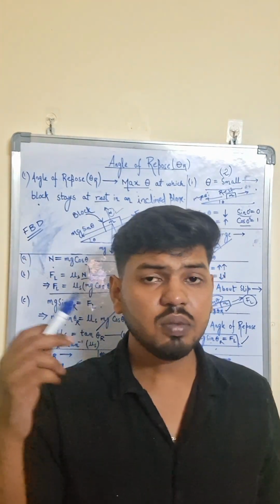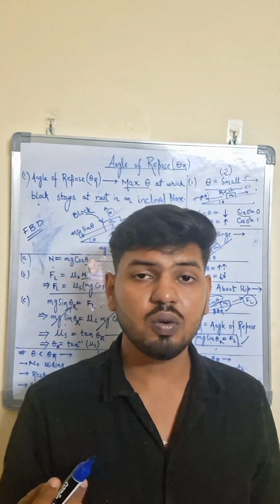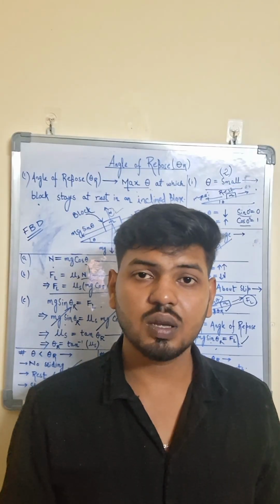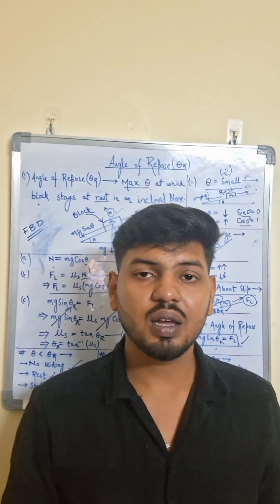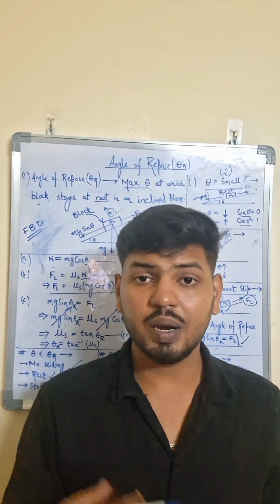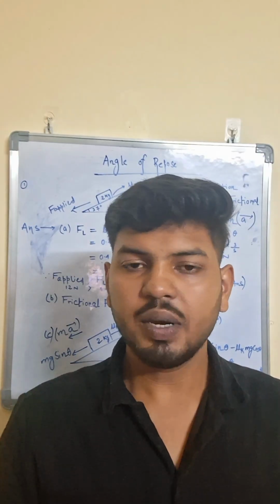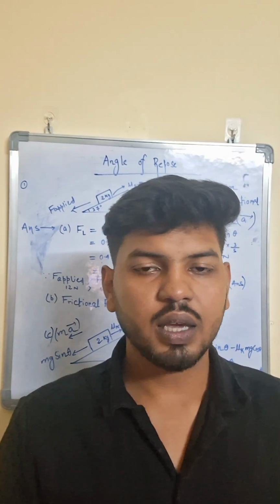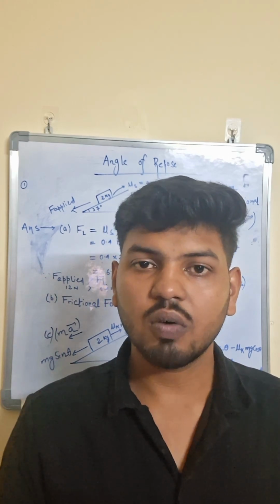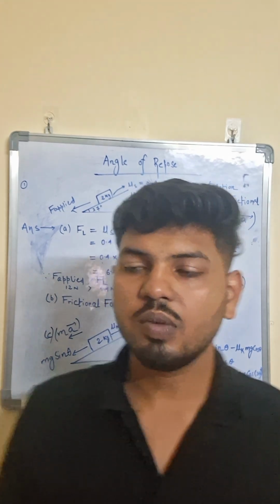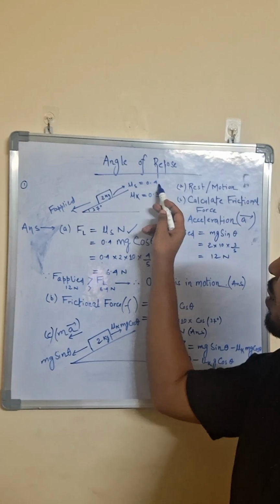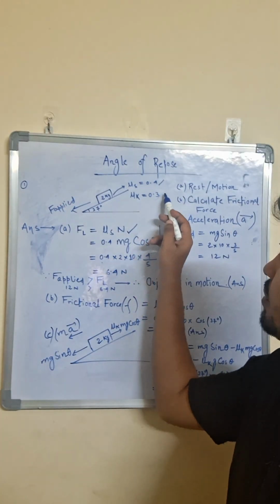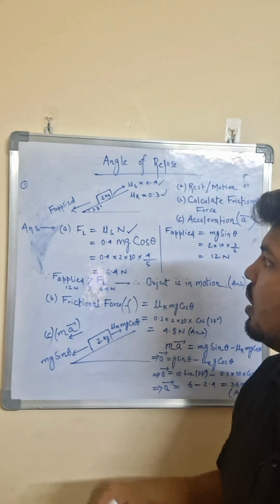Now from this concept we will be going to the numericals, we will be solving some examples and we will be understanding the concept in a better way. Now we will be diving into a problem on the topic of angle of repose. We are taking a 2 kg block on an inclined plane of 37-degree angle. Here mu s is given as 0.4 and mu k is given as 0.3.